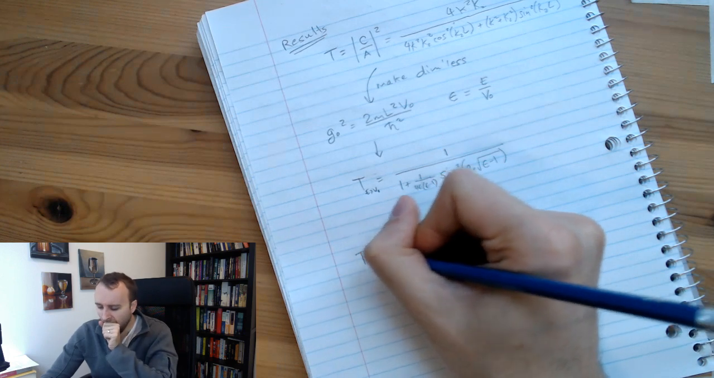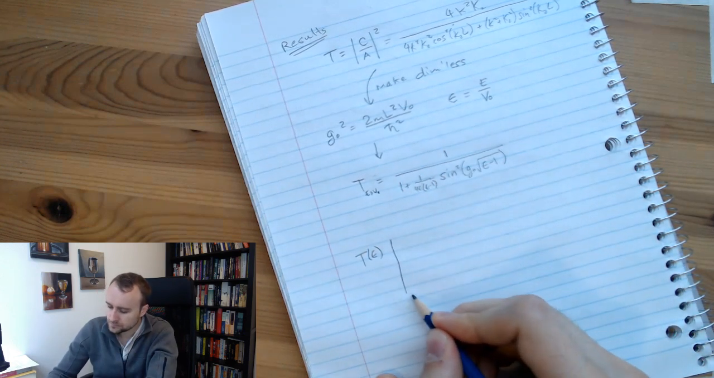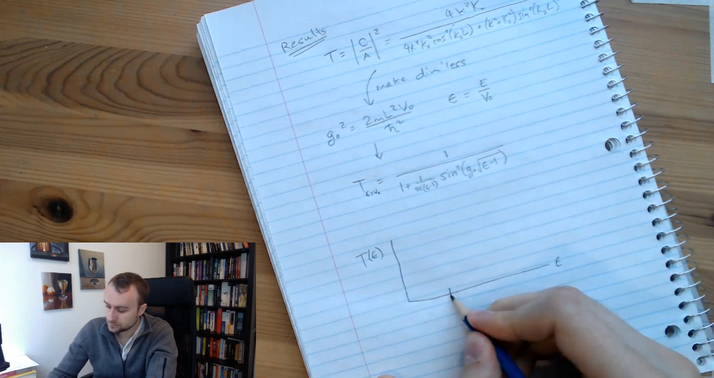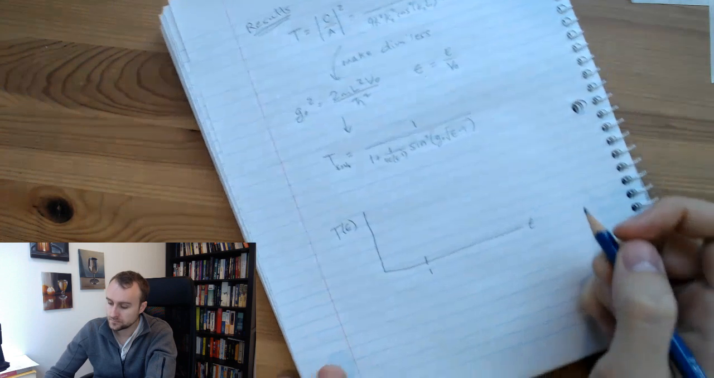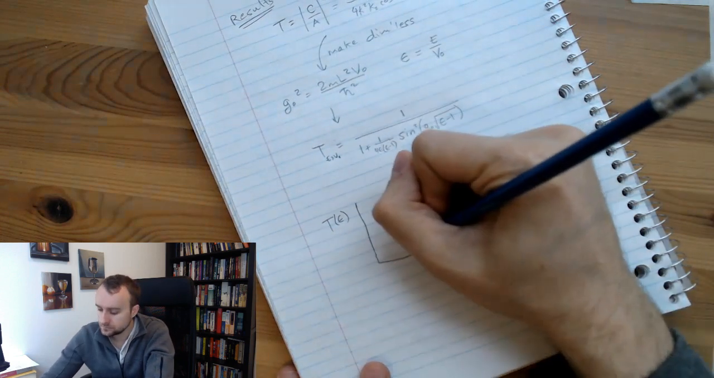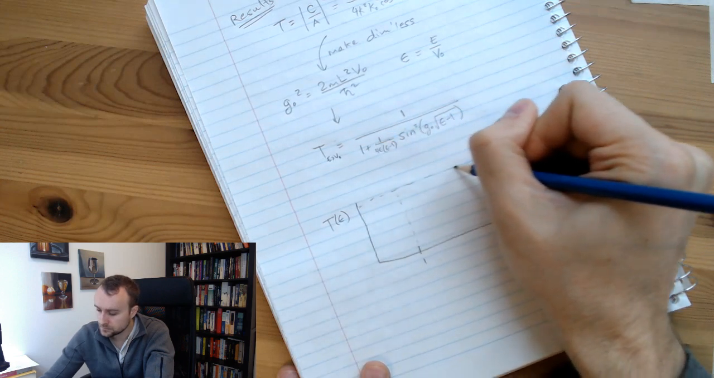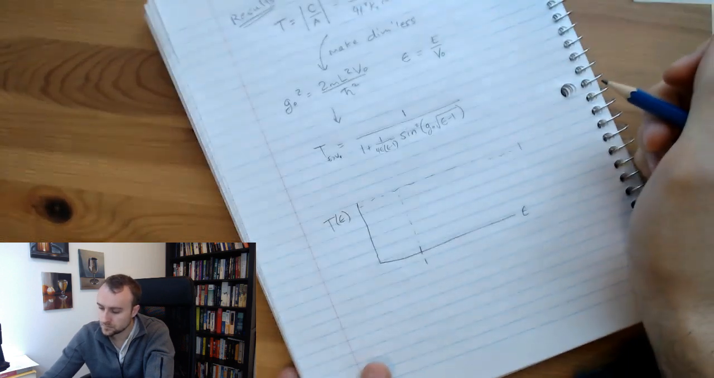Keep in mind that this only makes sense for E greater than V naught, or epsilon greater than 1. So here's 1, and we're going to remain agnostic as to what happens below 1. And just for normalization, we know that the transmission probability cannot be greater than 1, so it's going to be between 1 and 0. So let's start thinking about what this plot looks like. First off, what does it look like at 1?